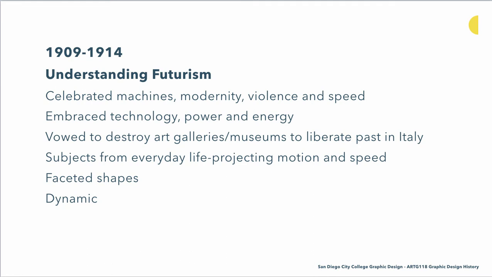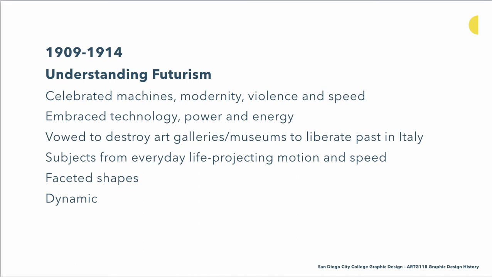Futurism, on the other hand, comes from Italy, and it celebrated violence, speed, machines, modern life, embracing technology, power, and energy. There were manifestos that said, we will destroy the art galleries and museums to liberate Italy from the past. As you know, it has a very rich artistic tradition, such as Renaissance art. Subjects from everyday life projected motion and speed. We see faceted shapes, and it's incredibly dynamic.